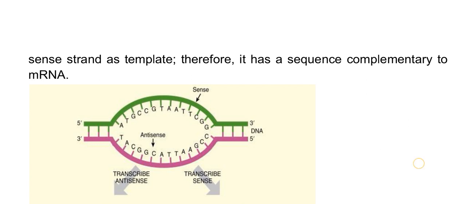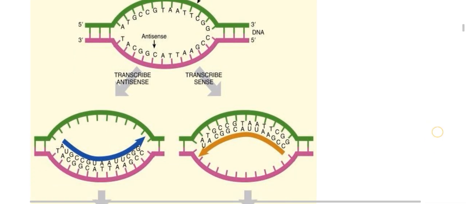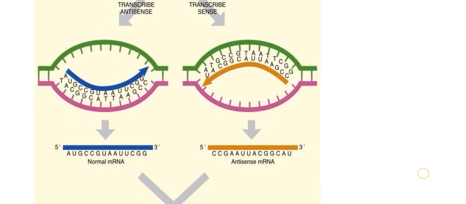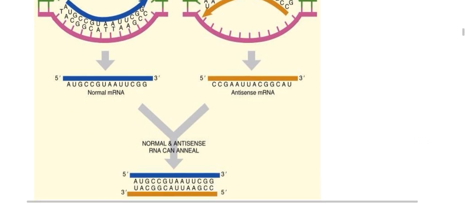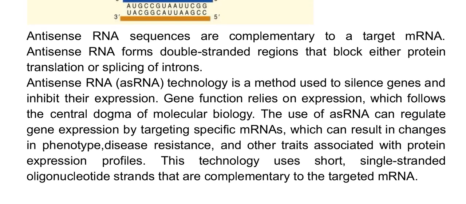So, sense strand, antisense strand, transcription. Normal mRNA is formed, and antisense RNA is formed. Normal and antisense RNA can anneal. So antisense RNA sequences are complementary to a target mRNA. Antisense RNA forms double-stranded regions that block either protein translation or splicing of introns.